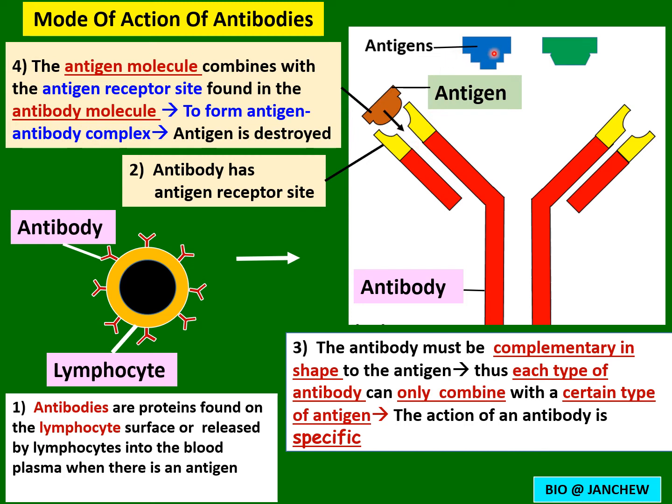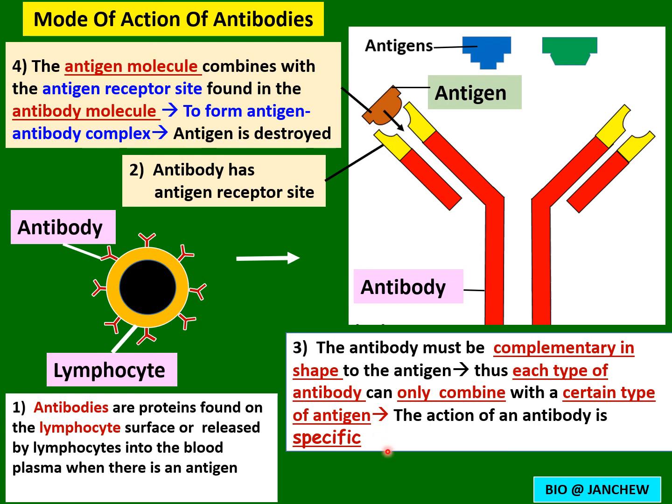So these two antigens here do not match. Their shape is not complementary to that of this antibody molecule. Thus, they cannot bind to the antibody molecule, and there is no destruction of these two antigens. So we say that the action of the antibody is specific because each type of antibody can only combine or bind to a certain type of antigen, which is complementary in shape to the antibody.